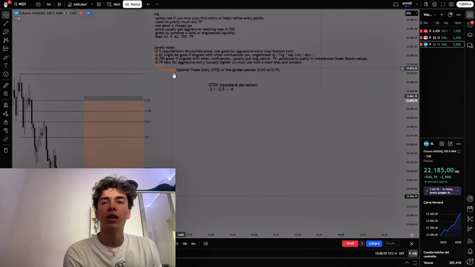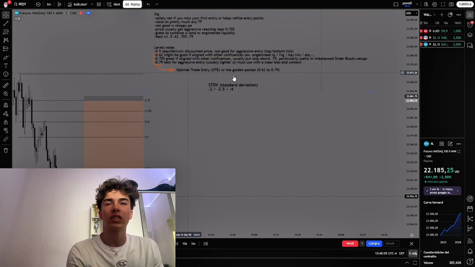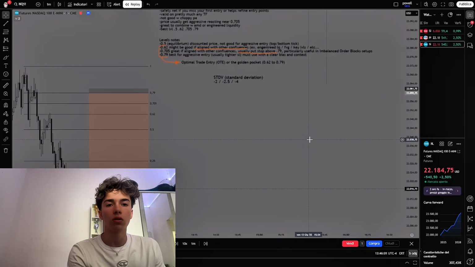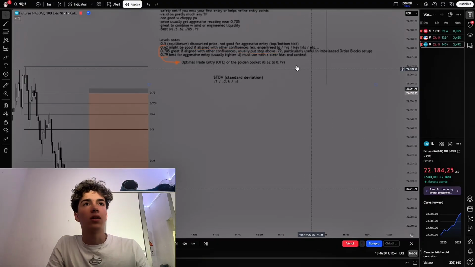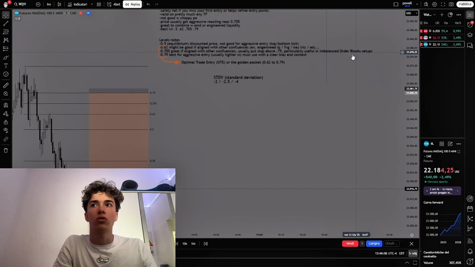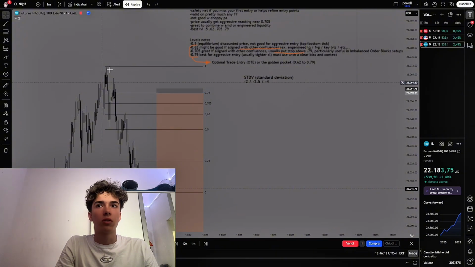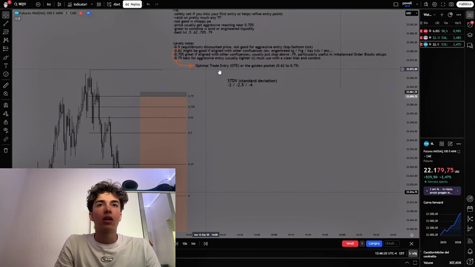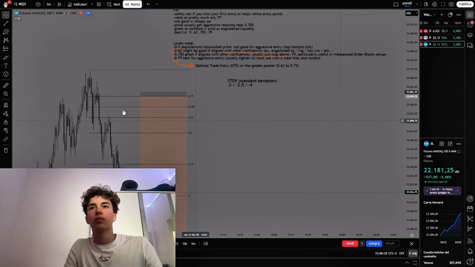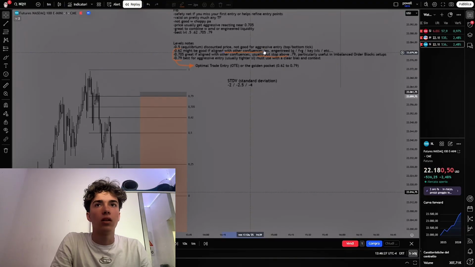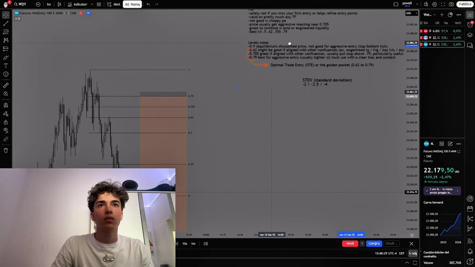And the 0.79, in my opinion, is the best for aggressive entry. You want to use it, of course, with a clear bias and context, so not at any time, but if you know that this was just a retrace and this was the point of reversal, for example, it's a good level. This level here is called optimal trade entry or golden pocket. The standard deviation, I'll tell you more about it later.